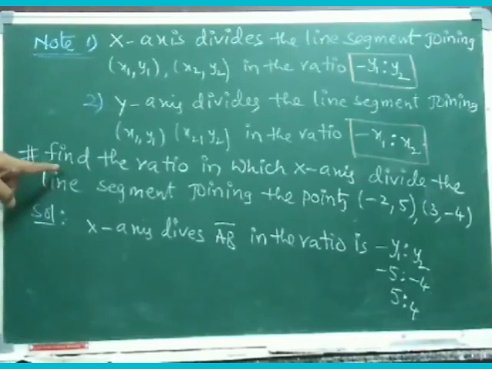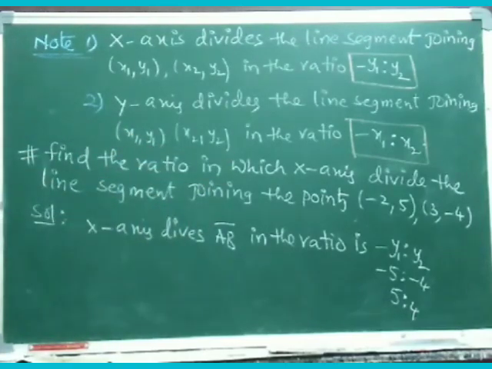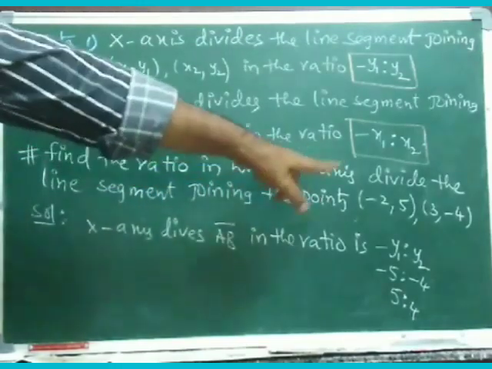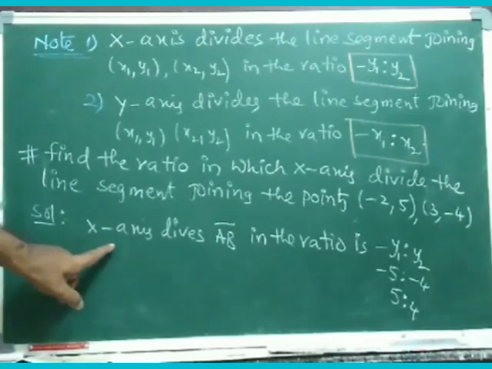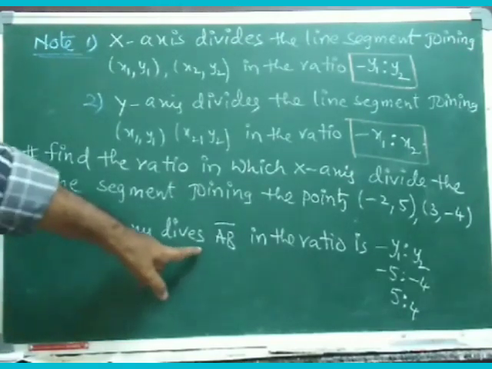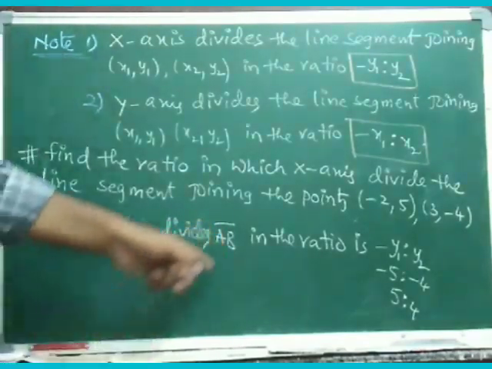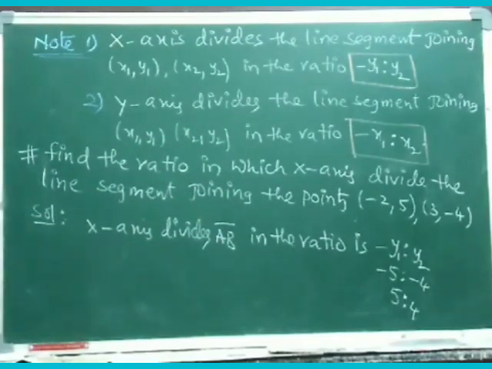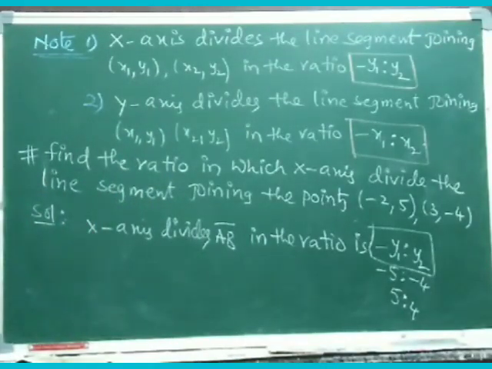Let us see this question. Find the ratio in which the x-axis divides the line segment joining the points (-2, 5) and (3, -4). So we need to find the ratio in which the x-axis is dividing. Let the 2 points be assumed as A and B. Therefore, we know that the x-axis divides AB bar in the ratio, what is the formula, -y1 is to y2.